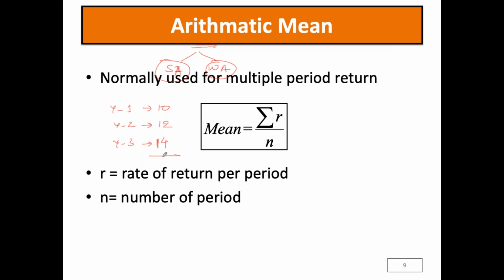Let's total them. That is 36, and divided by 3, so that is the simple average. So my per annum return is approximately 12%. That's what I can understand. So this is the methodology of simple average. Arithmetic mean is useful when I have to find out the per annum return.